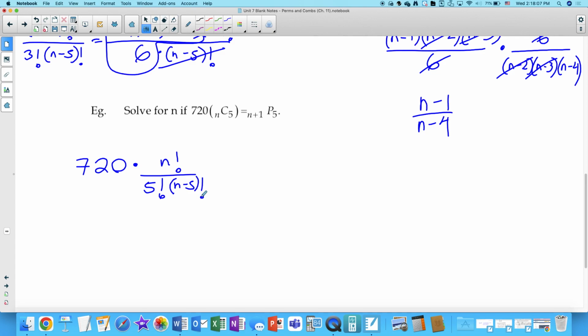Okay, and the right side is n plus 1 P 5. So this will be n plus 1 factorial over 5 factorial times n plus 1 minus 5 factorial. Okay, and then what you can do is chip away at one side at a time, simplify each side first, and then work towards solving for n. Yes?